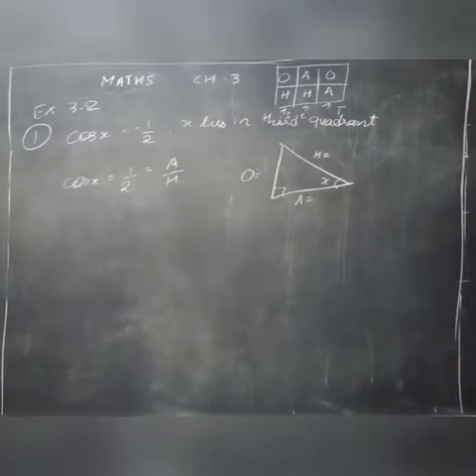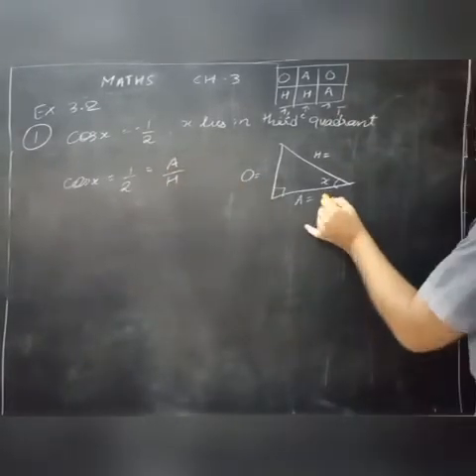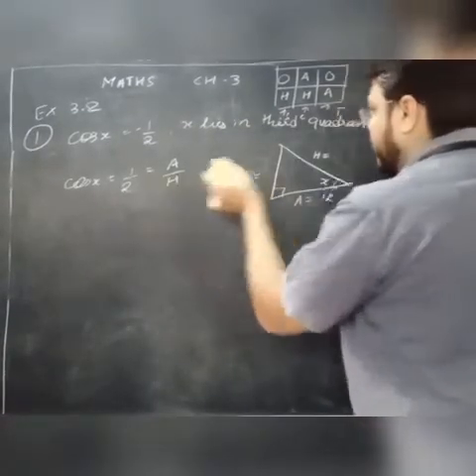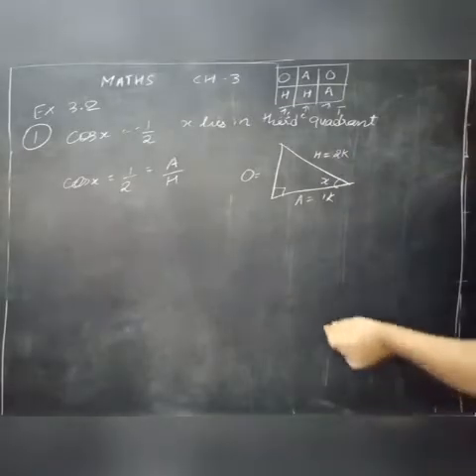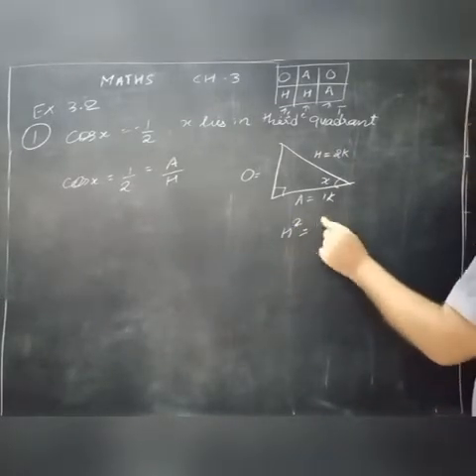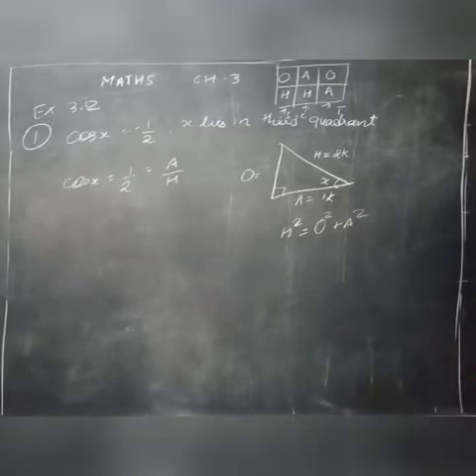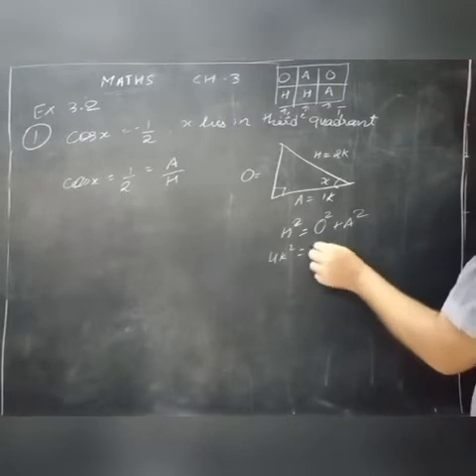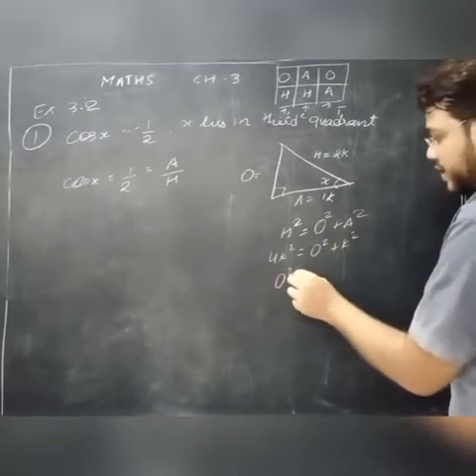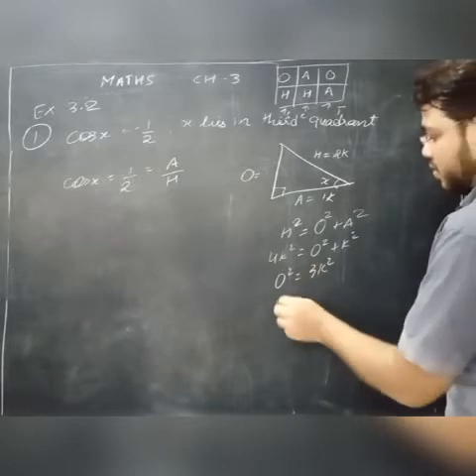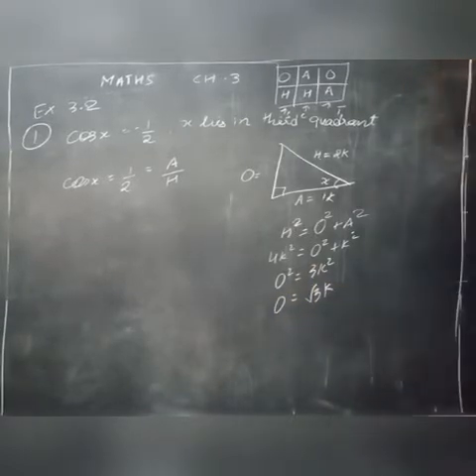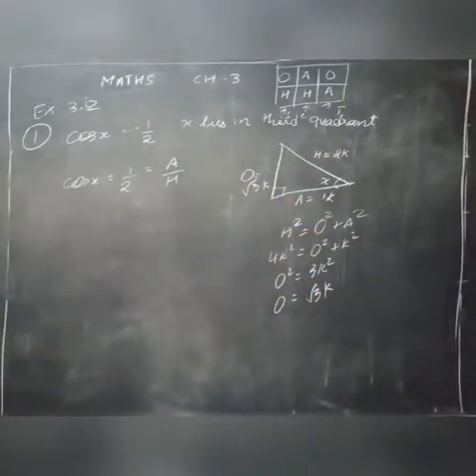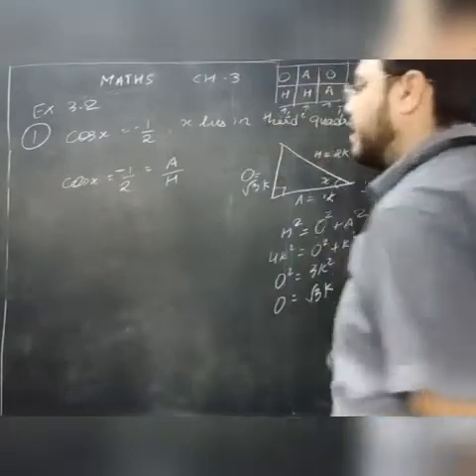So I will take my adjacent as k and my hypotenuse as 2k, and find the opposite using the Pythagorean relation: hypotenuse square is equal to opposite square plus adjacent square. So 4k square is equal to 1 square k square plus opposite square. I get opposite square as 3k square, and the opposite is root 3 k. Minus sign you should not consider right now, but keep it.